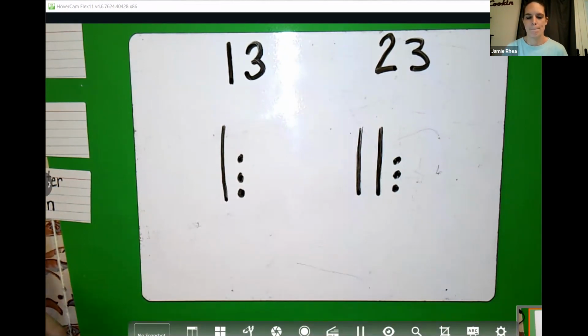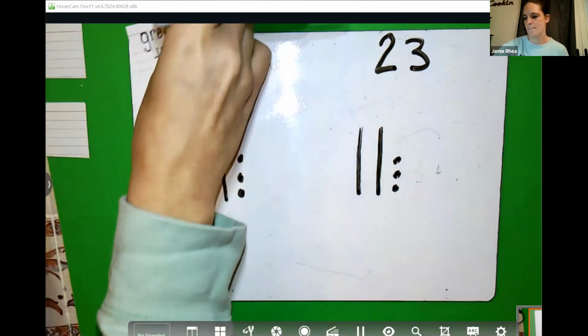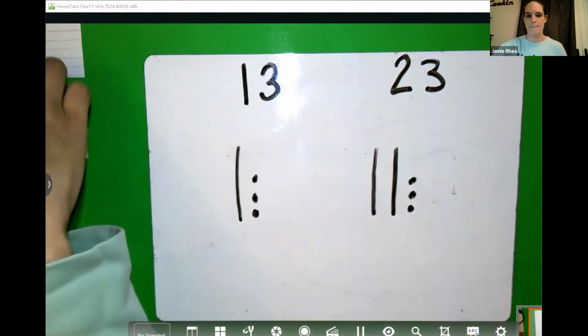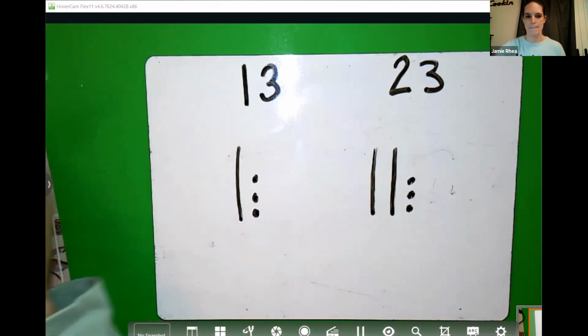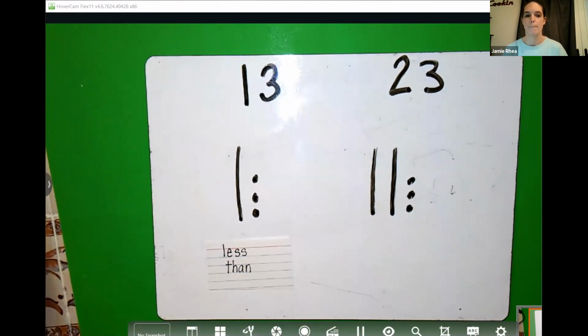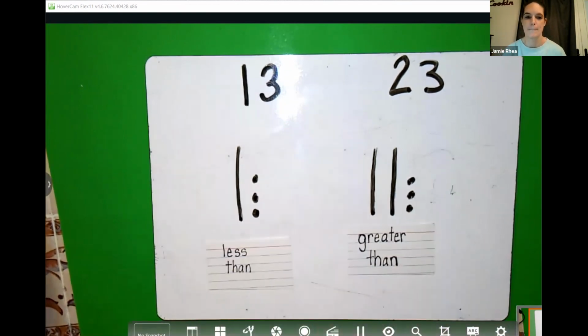Now you're going to use those awesome comparison cards you wrote. Put the correct card underneath each one. Let me show you an example. I know that 13 is less than 23, so I'll put the less than card underneath. What about 23? Is 23 less than or greater than 13? It's greater than. So go ahead and put that card underneath.